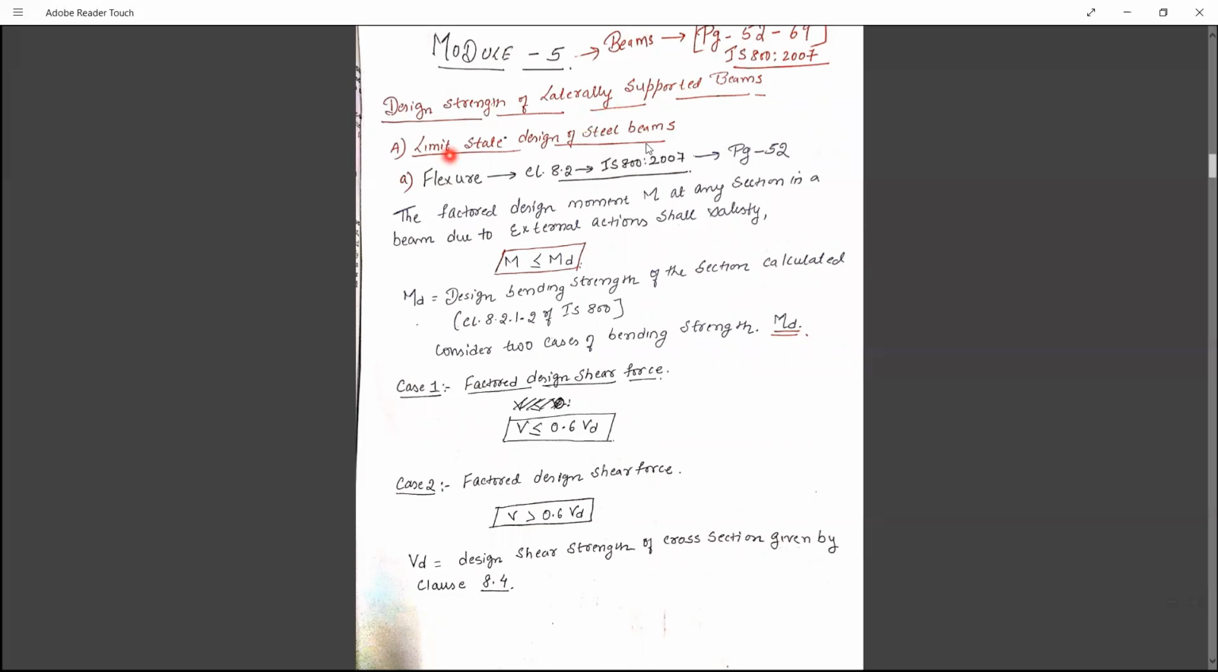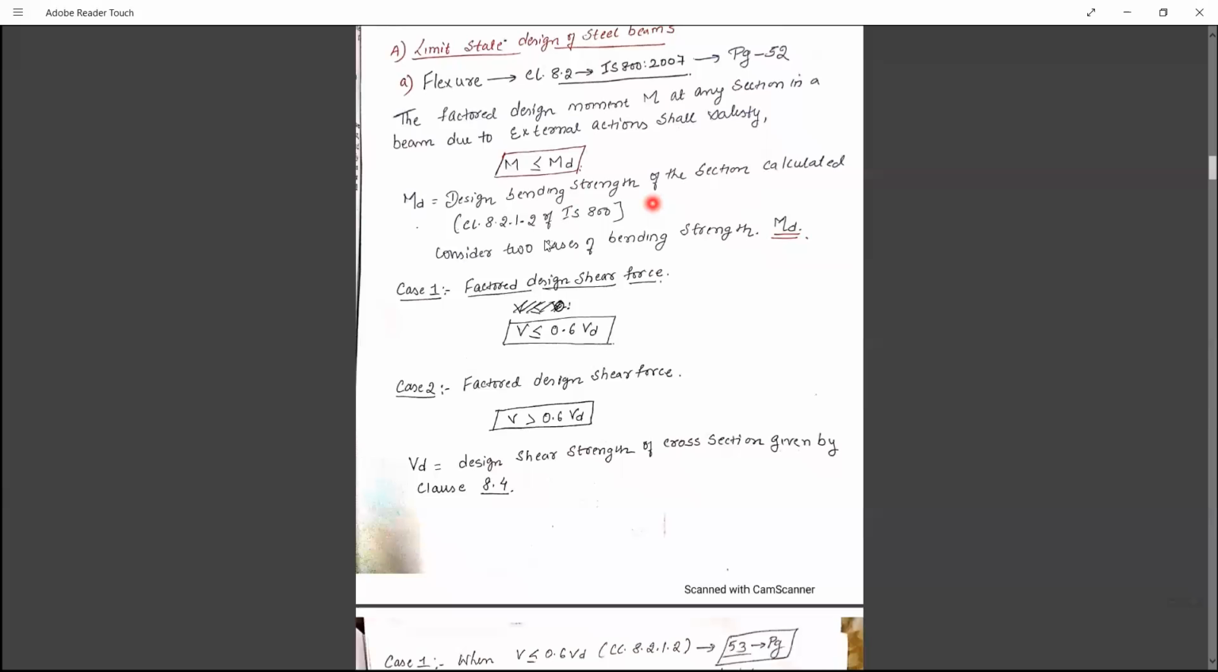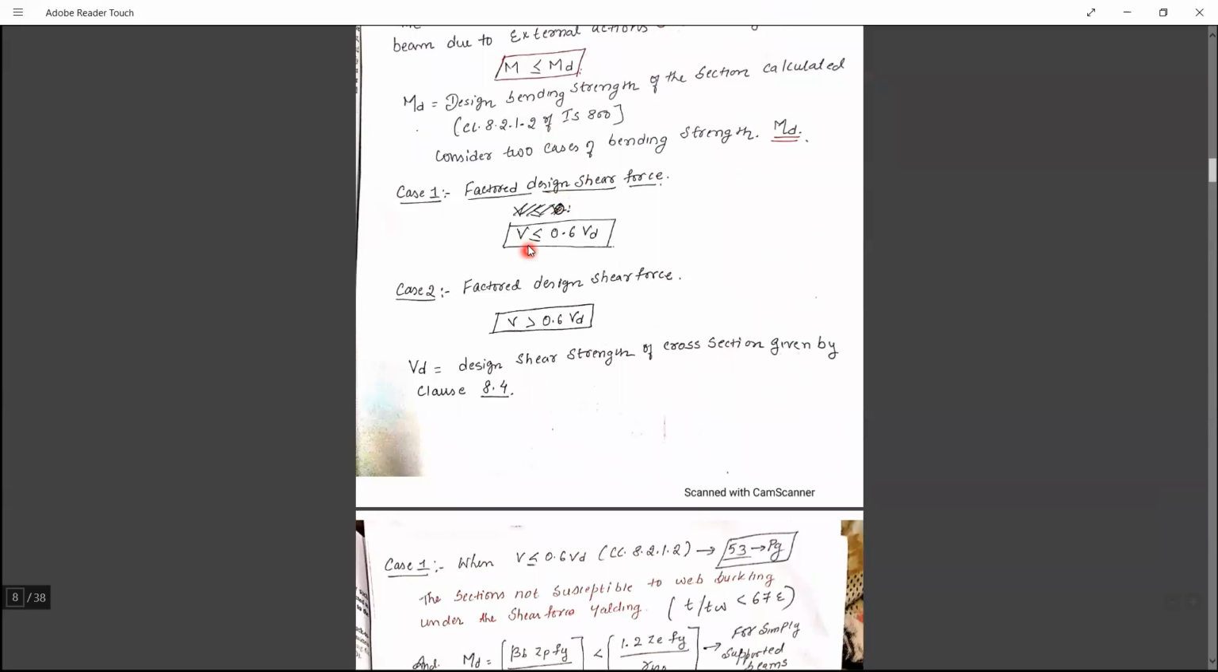So, limit state design of steel beams. For flexure, you need to go to clause 8.2 of IS 800:2007. The factored design moment at the section due to external load shall satisfy: moment less than or equal to design moment. This is the design bending strength which is calculated. The factored design force is Vu, not V only. This is nothing but the factored shear force. This is also the factored bending moment. So it is less than 0.6 times the design shear.